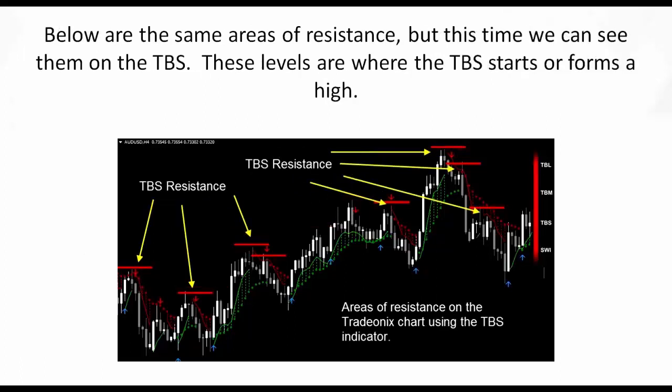So below, we have the same areas of resistance, but this time we're using them on the TBS. These levels are where the TBS starts or forms a high. So we either have a start, a beginning where the TBS turns from green to red. Now this would be considered an area of resistance. And also we have these little movements, just like the green one. We've got the red one where price pulls up, but the TBS doesn't switch sides. So we get this little peak, this little mountain within the TBS. And this could also be viewed as an area of resistance.